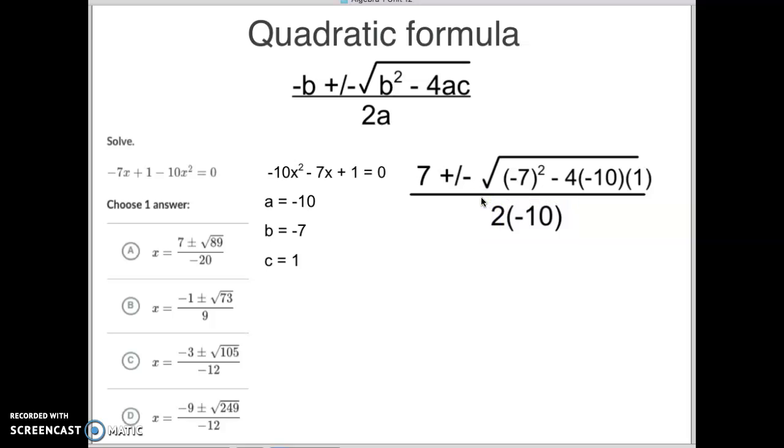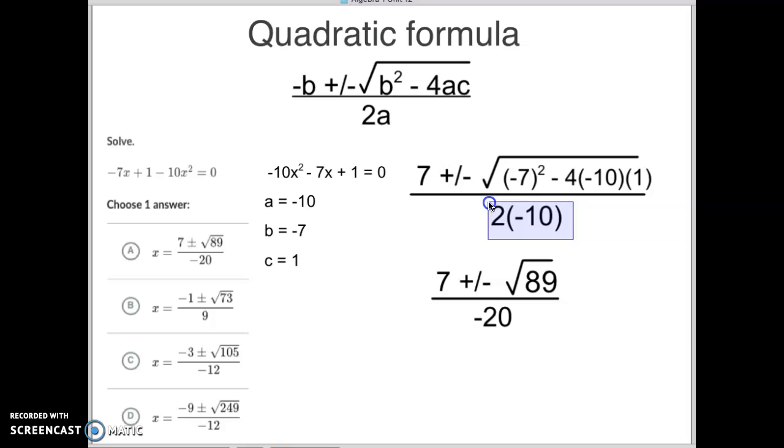So now we've got to start doing some math. This one stays the same. That's pretty simple. However, here, what is negative 7 squared? Positive 49. Okay. What is negative 4 times negative 10? Positive 40. Positive 40 times 1 is positive 40. What is positive 49 plus positive 40? Hopefully you're going to tell me that that is 89, and you'd be correct.